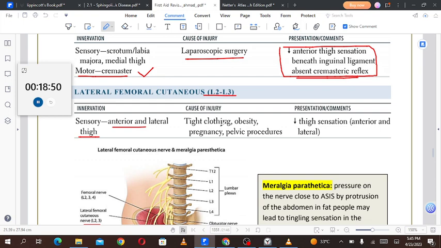Causes of injury: tight clothing, obesity, pregnancy, and pelvic procedures. The presentation is decreased thigh sensation, anterior and lateral. Anterior and lateral sensation of the thigh will be lost.